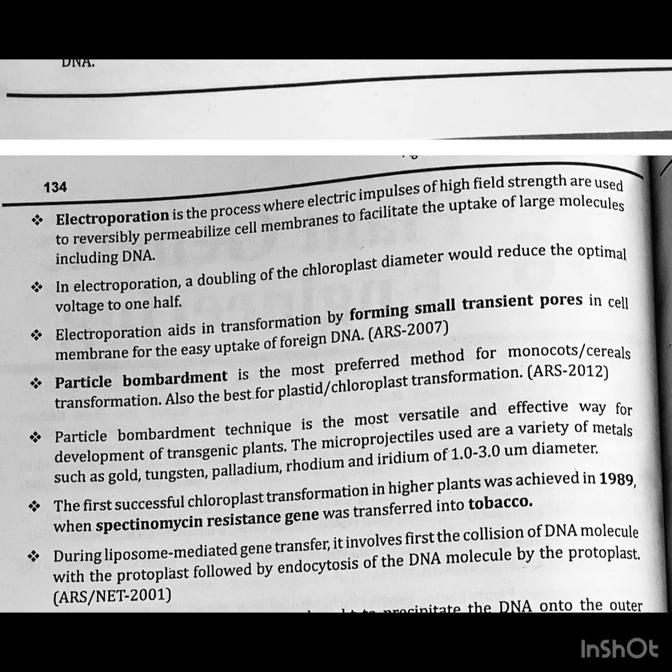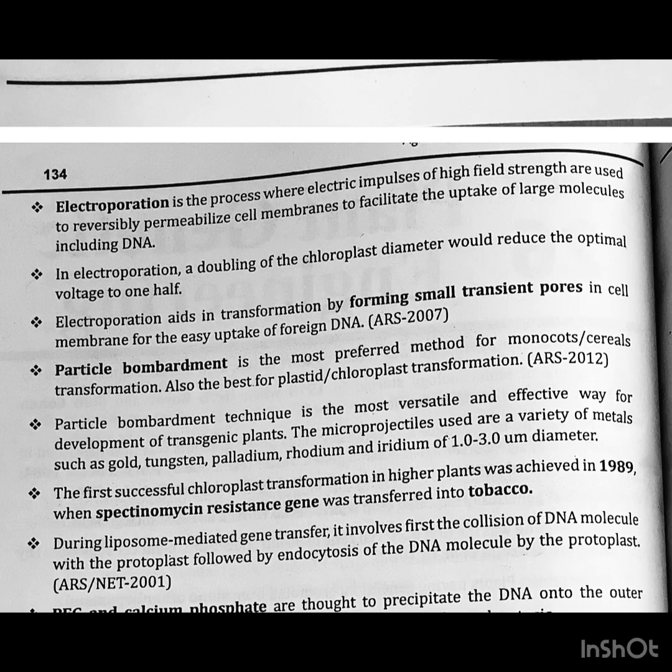The first successful chloroplast transformation in higher plants was achieved in 1989 when a spectinomycin resistance gene was transferred into tobacco. Liposome-mediated gene transfer involves first the collision of the DNA molecule with the protoplast, followed by endocytosis of the DNA molecule by the protoplast. Question asked in ARS NET 2001.